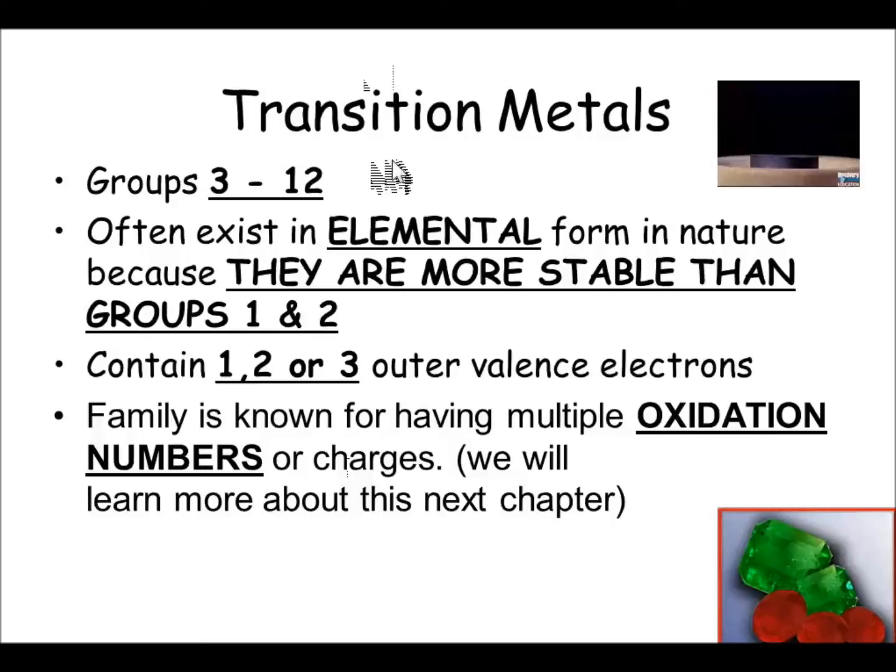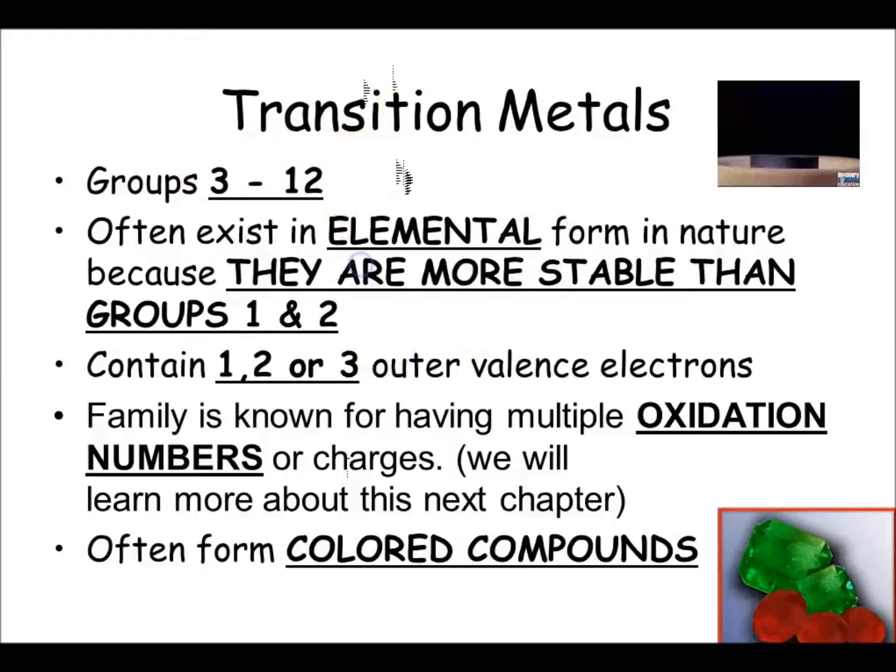So for example, if you have a copper atom, it could have a +1 charge, and you could have another copper atom that has a +2 charge. So those are different ions, and they have multiple different oxidation numbers. And one more thing about transition metals is that they often form colored compounds.